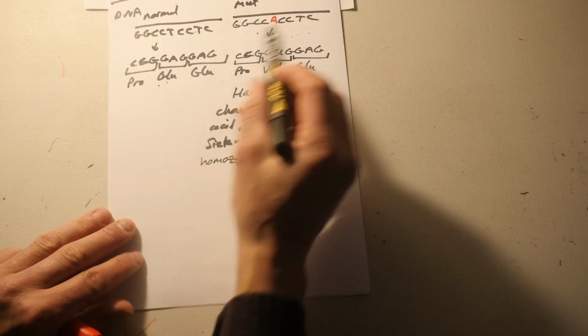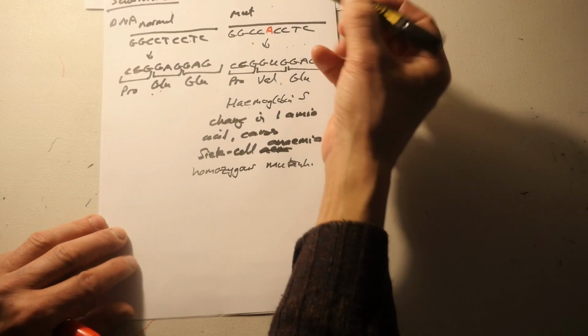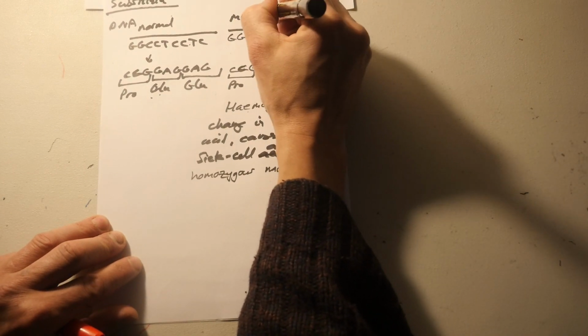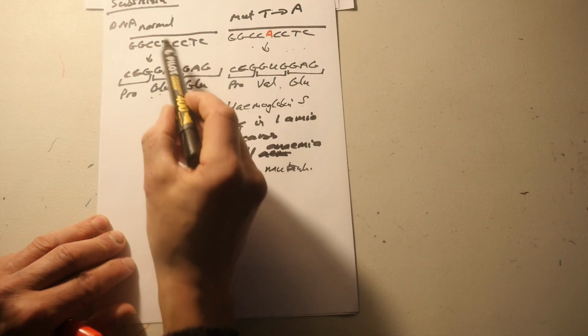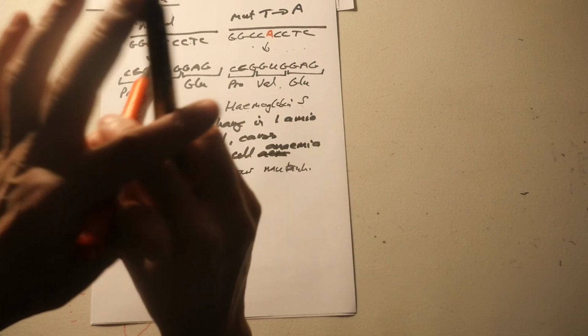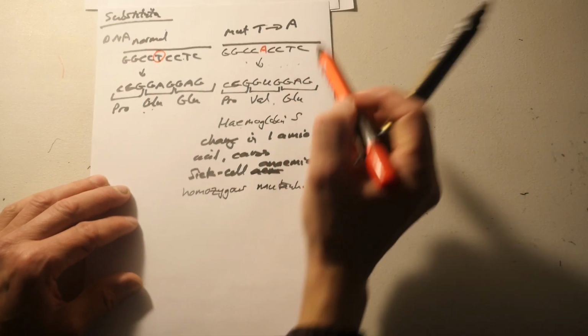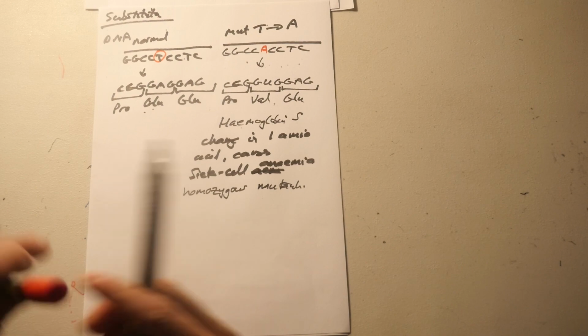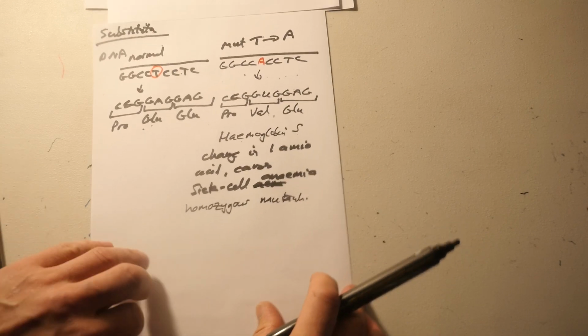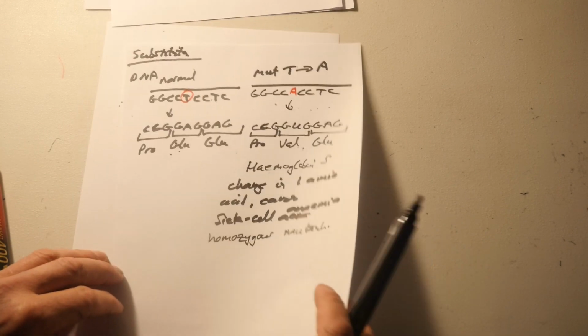Okay, so that's substitution. The T is replaced by A, so T becomes A. I'll make it clear that T there becomes A there. So that's an example of substitutions. Then you've got insertions.